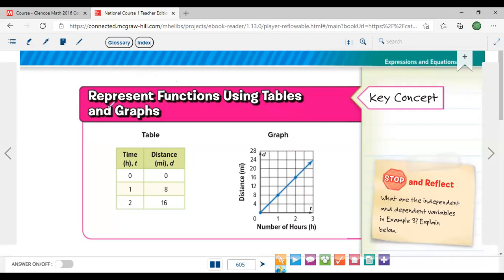Represent function using table and graph. Of course, if we have a table, we can plot the points, then we join the line to make the graph.